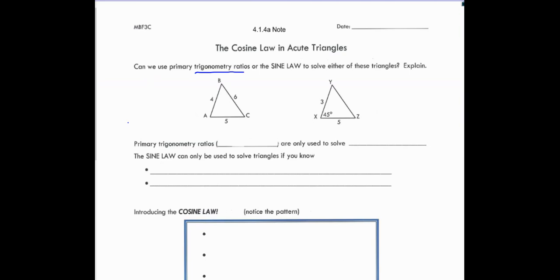So the question comes, can we use primary trig ratios or the sine law to solve either one of these triangles? Explain. Well, here neither one of these is a right angle triangle. We don't see a little square in any of the corners, and so we must say, well, no, we can't use trigonometric ratios because they're not right angles.